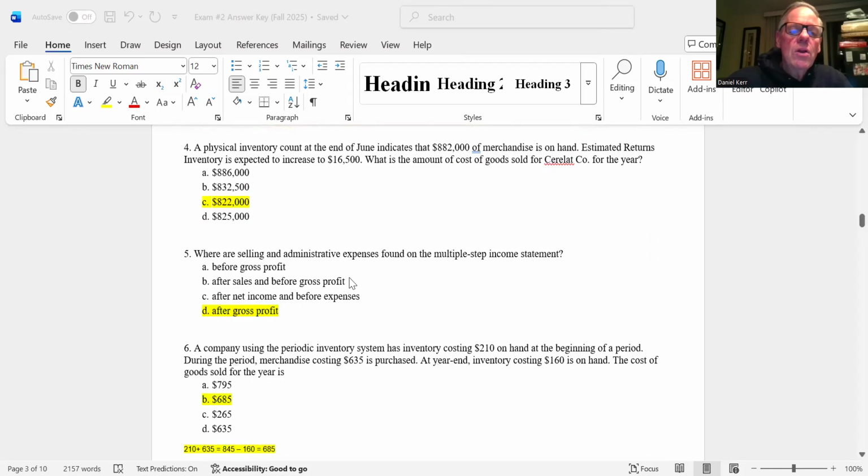Number 5, where are selling expenses found on the multiple step income statement? The multiple step income statement would show sales minus cost of goods sold gives us gross profit. And then you subtract out the selling and administrative expenses, and that's where you get the income from operations. So the correct answer there is D. Selling and administrative expenses show after the gross profit.